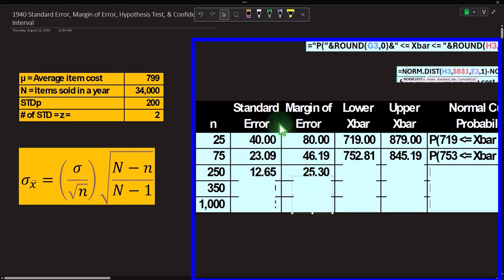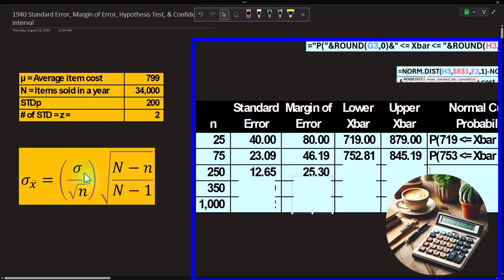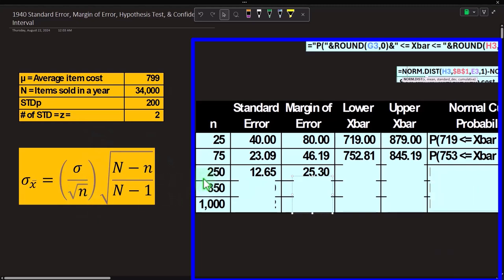And then if I go up to the next one, now we jumped up to 250. So the standard error calculation would be, once again, the 200 remains the same, square root of n, which jumped up from 75 to 250. So that means our standard error is 12.65. So it's going down, which is typically good, but notice it's not going down in a linear decrease, right? Because we went from 75 to 250, and we only went from 23 down to 12, versus 40 down to 23 when there was a change of a sample of 25 to 75, right?